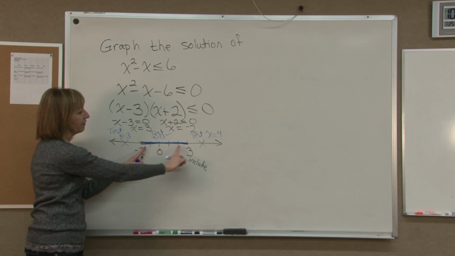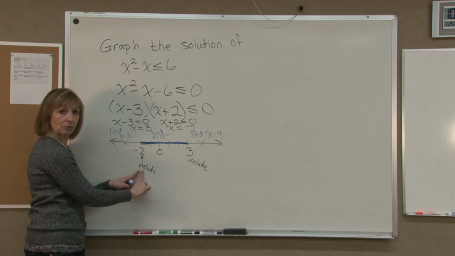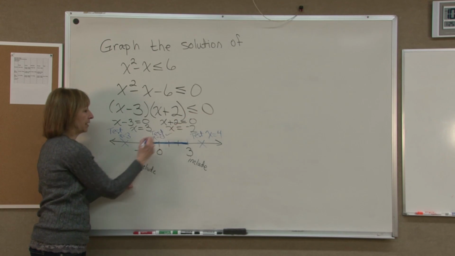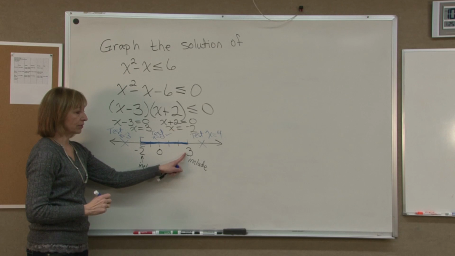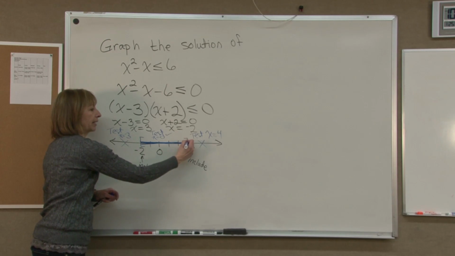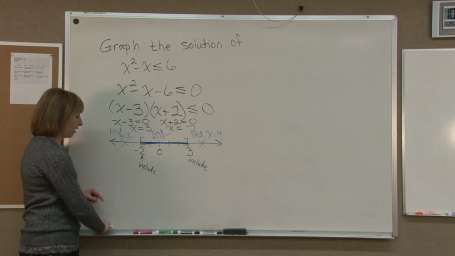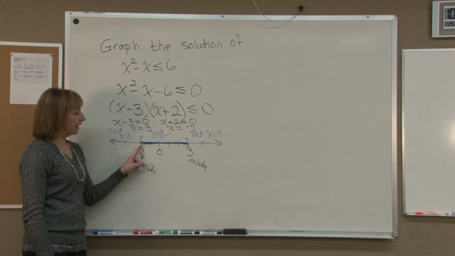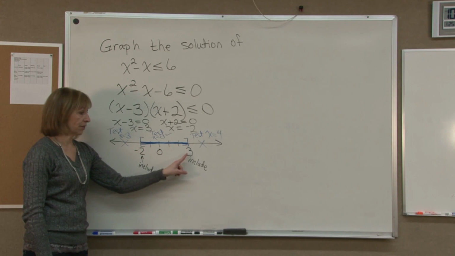So I have the span of x's that make that inequality true are any x value from negative 2 to 3. And because I'm supposed to include my cutoff, because I had the or equal to 0 in this, I will put a bracket at negative 2. And I'm supposed to also include 3, so I'll put a bracket at 3. So the graph of the solution of that inequality is from negative 2, including negative 2, all the way up until you get to and include 3.